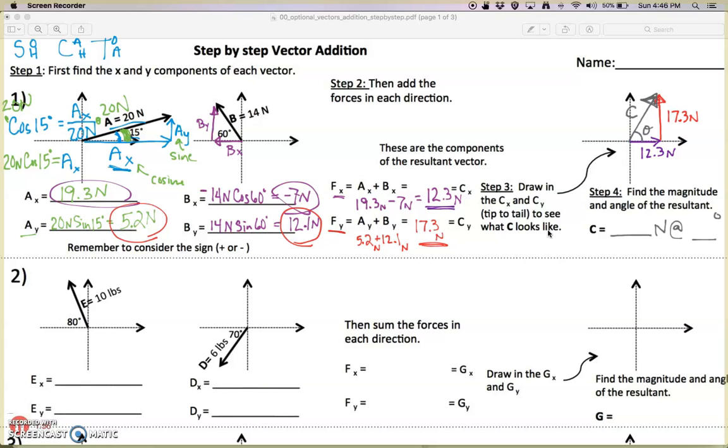Take a moment, kind of think about how you would do that. How would you calculate the magnitude or the length of this side of the triangle? And then how would you figure out what angle this is, considering that this is in fact a right triangle because we have an x and a y and those are perpendicular to each other.